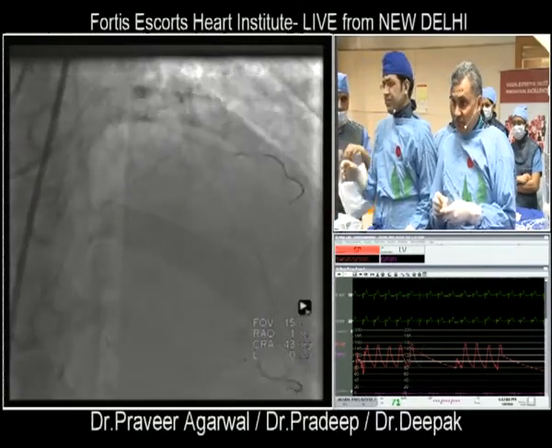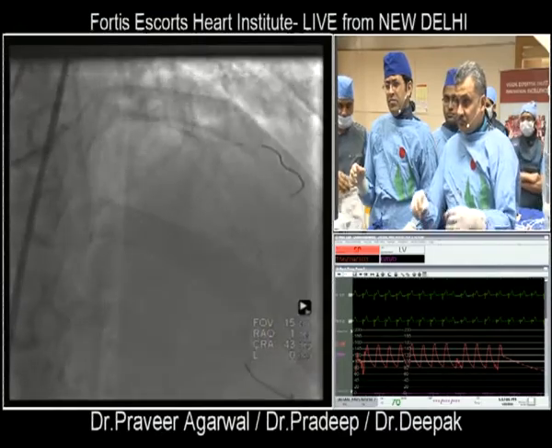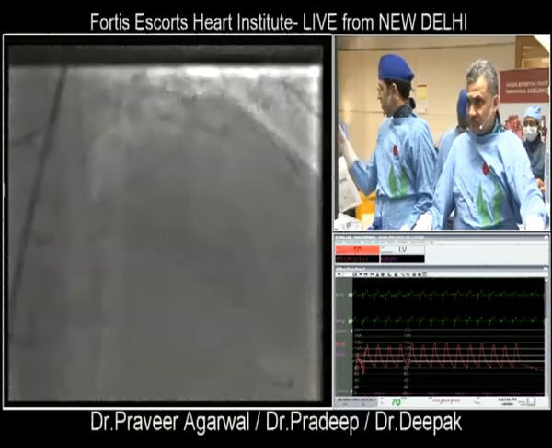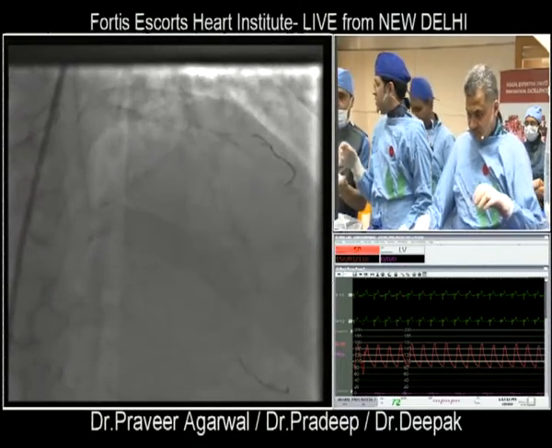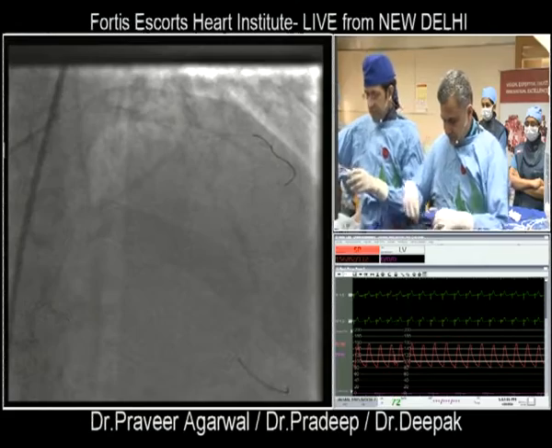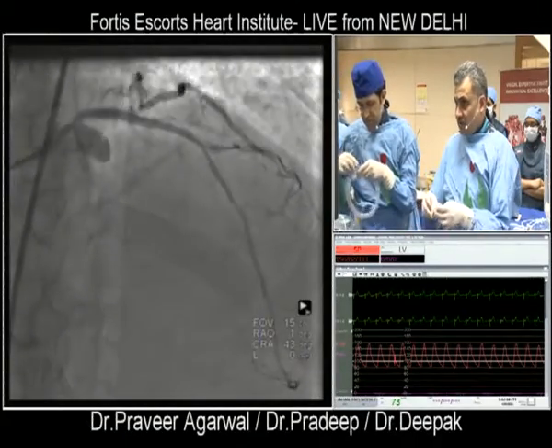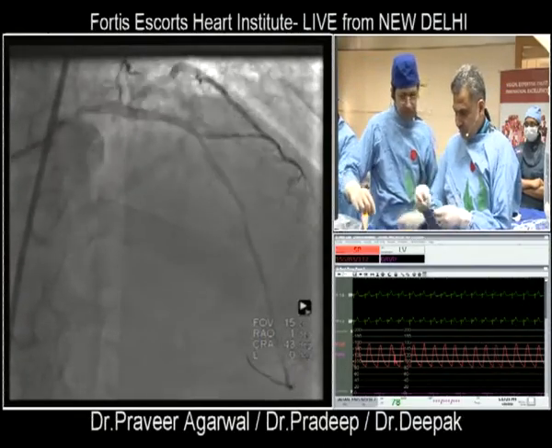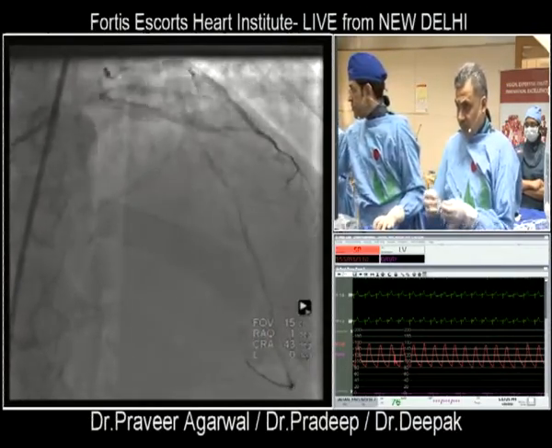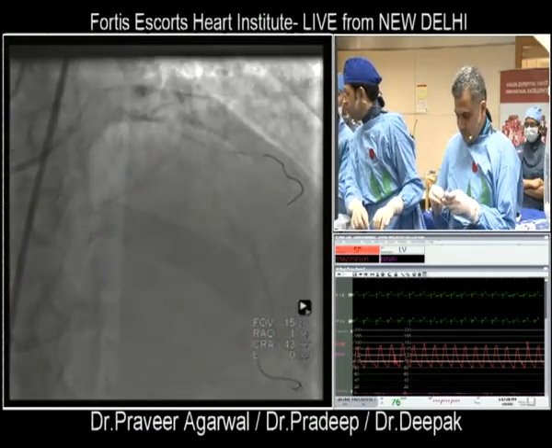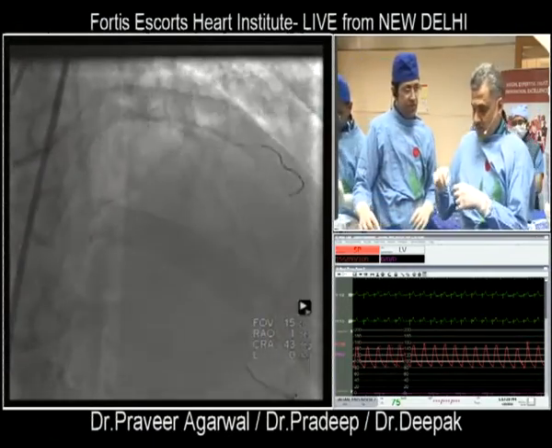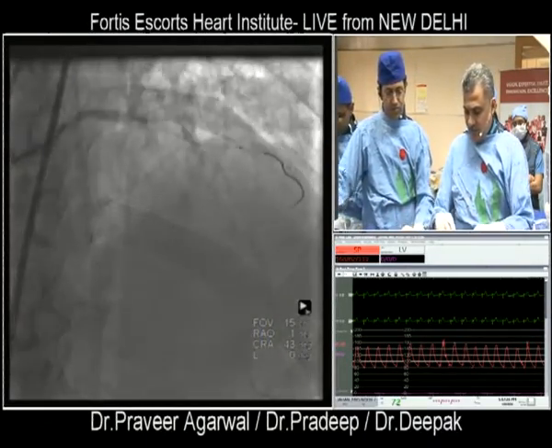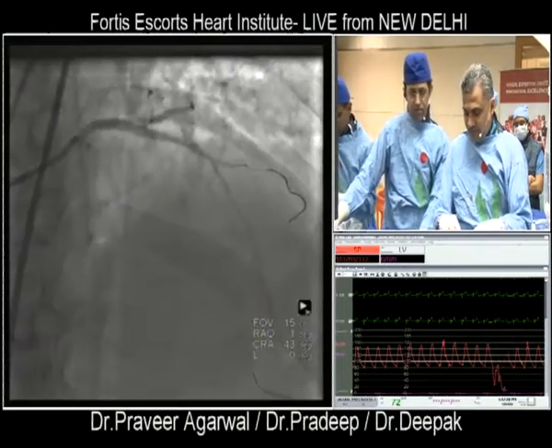Diagonal ostium is well open but well dissected also. Pressure the nominal. Nine. Nominal. Both edges. Now, another question will come whether you remove the diagonal wire before you deploy the stent.